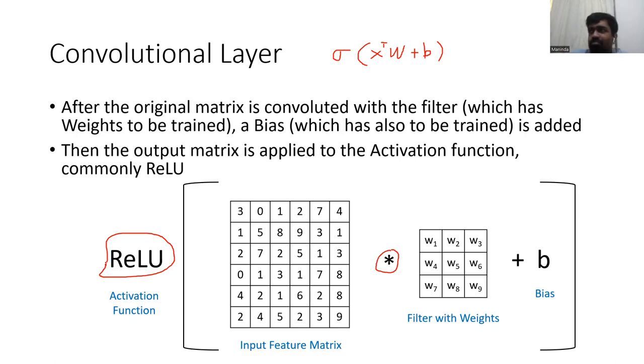So generally we use the ReLU activation. What happens is we take the input feature matrix, do the convolution with the weights, add the bias, and then apply the ReLU activation. That is the convolutional layer operation of a convolutional neural network. So what we have learned up to now is how the convolutional layer works in the convolutional neural network.